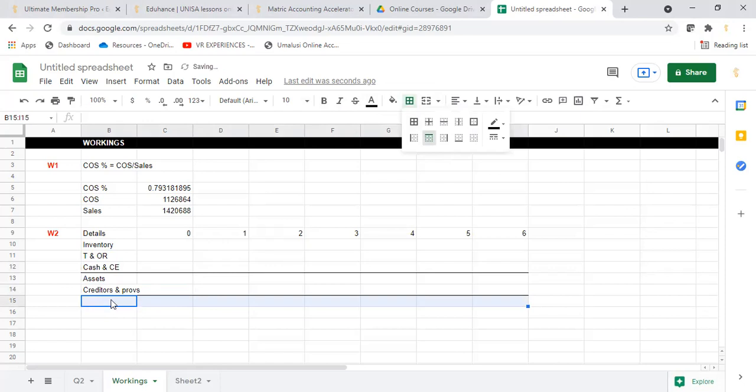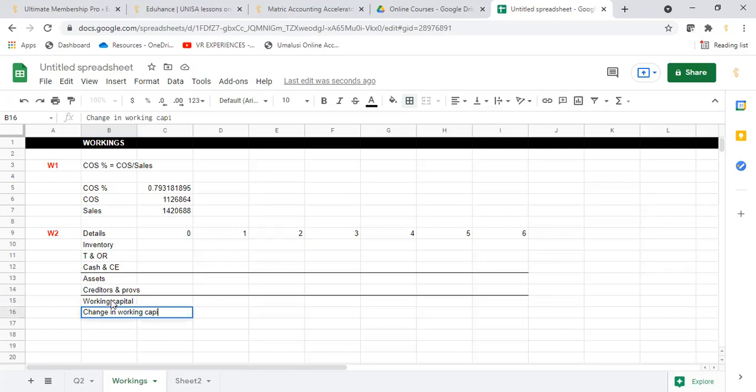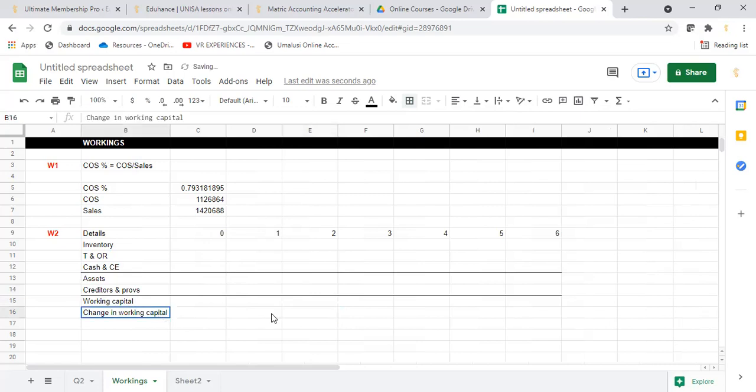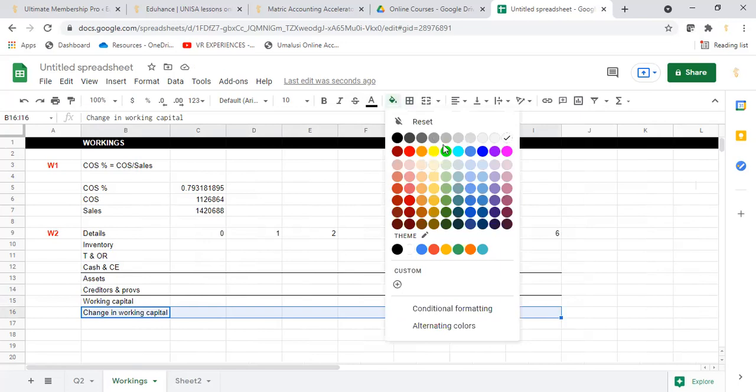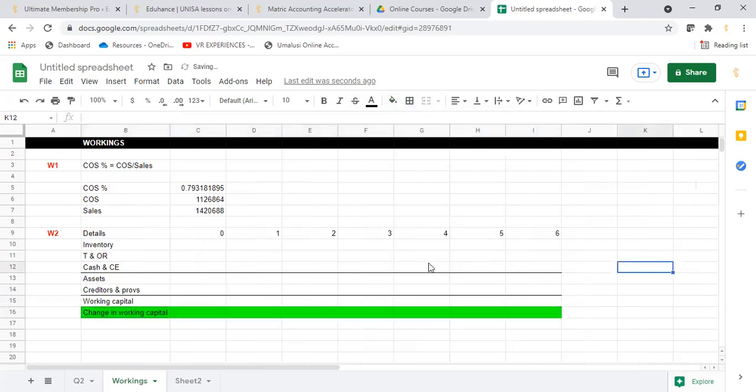Okay, so here we're going to have our working capital. Remember, we don't want working capital. We want change in working capital. Okay, so there we go. Now, this is going to be the answer we are looking for. Now, we just plug in the numbers.